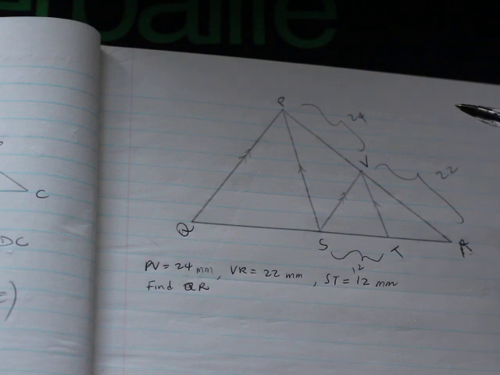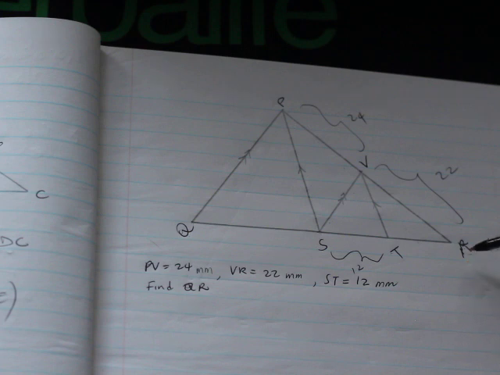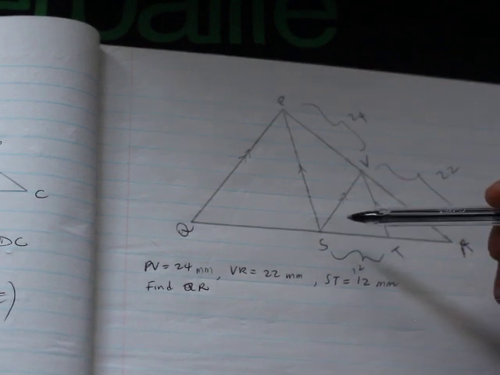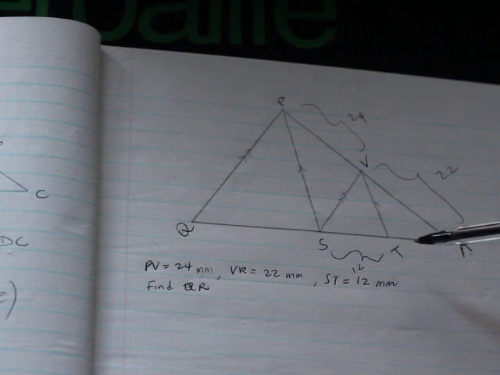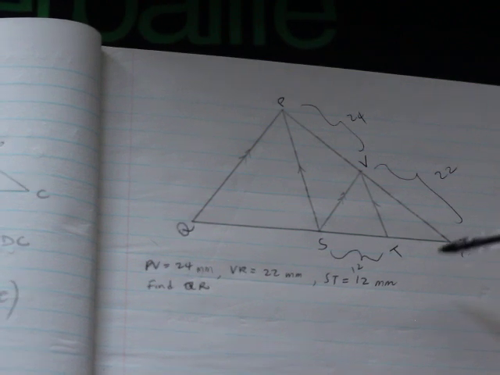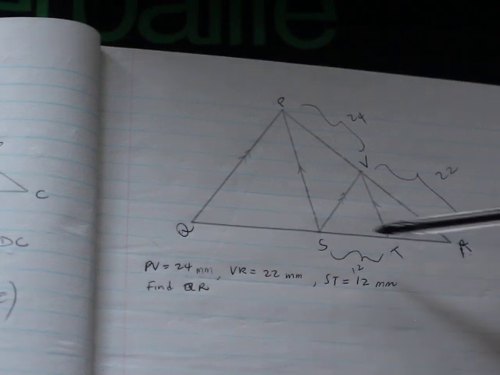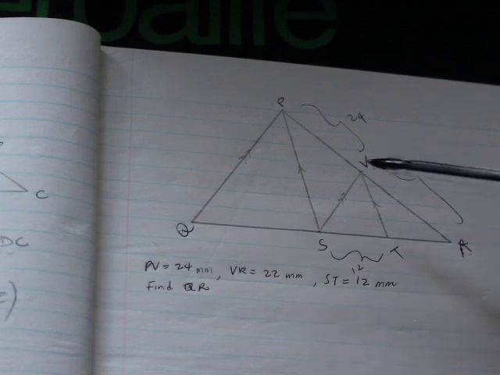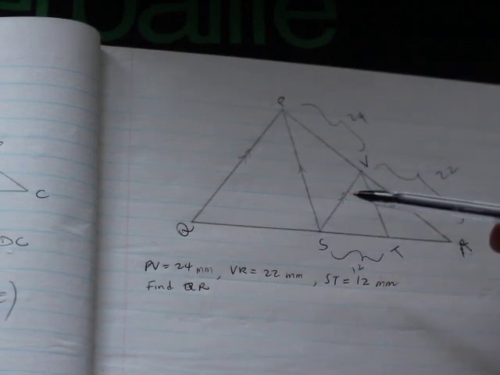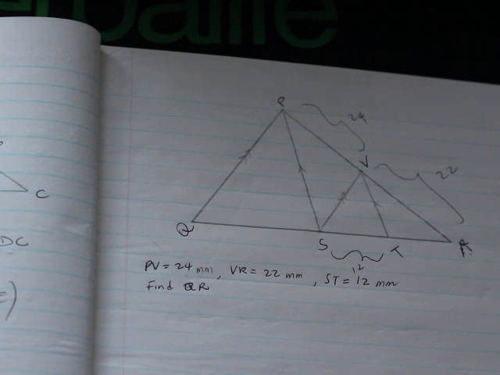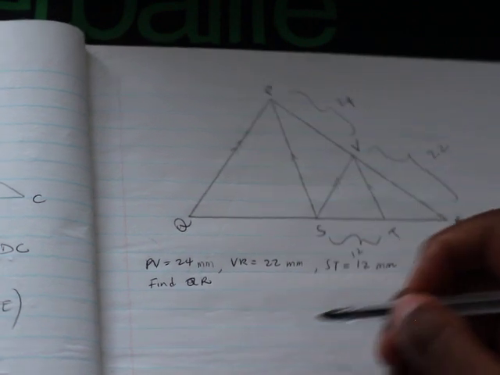And then we find our TR. Once we can get our TR, then we can use the fact that this ST is already given, then we sum it with the TR, then we're going to have our SR. Now with SR, VR, PV, you can definitely find your QS. Okay, so let's try, you guys, let's try.